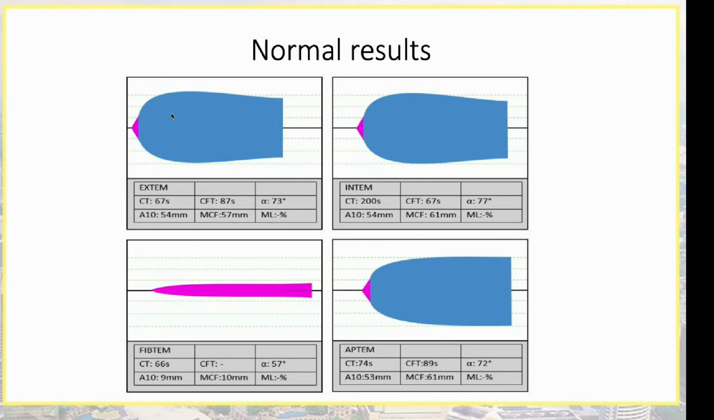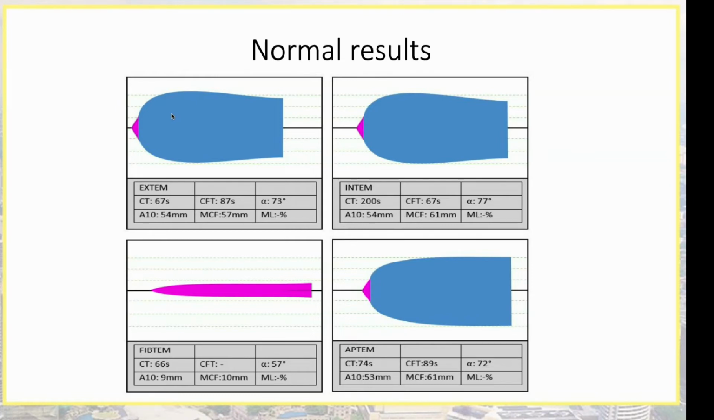In the EXTEM, we put tissue factor to trigger the coagulation. In the INTEM, we put ellagic acid to trigger the coagulation. The difference between EXTEM and INTEM is basically that EXTEM is not sensitive to heparin, INTEM is sensitive to heparin. So if we use heparin, for example in cardiac surgery, we have to look at INTEM rather than EXTEM.